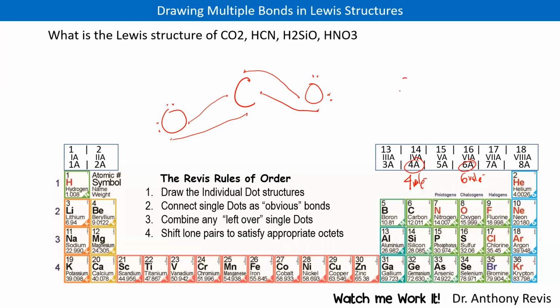If I do that, then I redraw these where they look a lot nicer, neater. I didn't do anything to these lone pairs, so I leave them sitting there. Don't get fancy. And there you have it. That's carbon dioxide. And by the way, it does satisfy the octet rule.